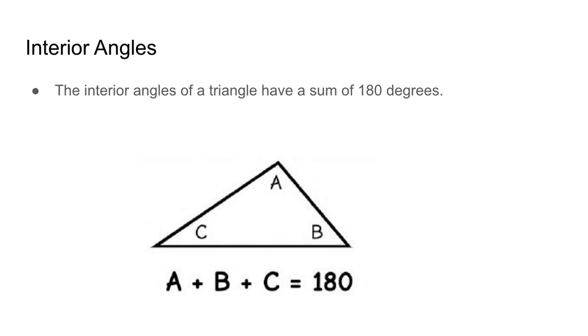So that means that the measurement of angle A, plus the measurement of angle B, plus the measurement of angle C. When I add those three measurements up, I will get 180. And that is always 180, okay? So the sum of the inside angles of a triangle is always 180.